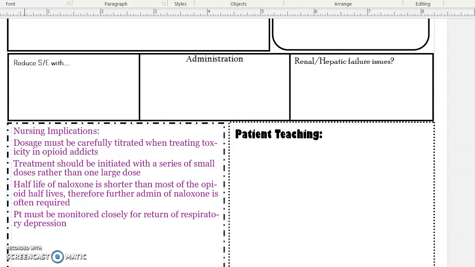Okay, it says that dosages must be carefully titrated when treating toxicity in opioid addicts because the degree of physical dependence in these individuals is usually high, and hence an excessive dose of naloxone can transport the patient from a state of poisoning to one of acute withdrawal. Okay, so you're watching the patient closely for return of respiratory depression as the naloxone wears off and the opioids start to reattach to those receptors again.